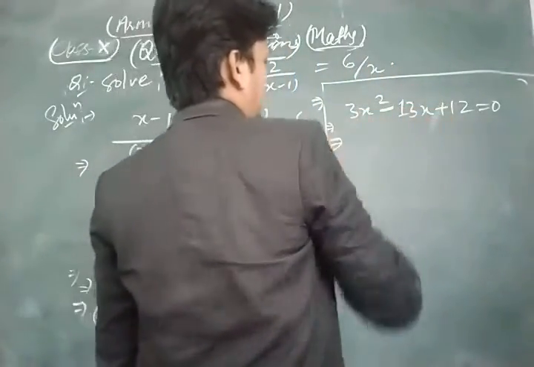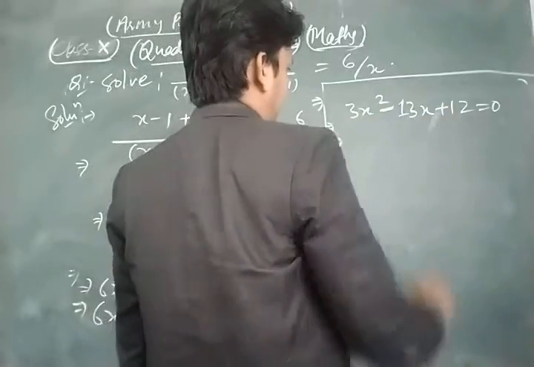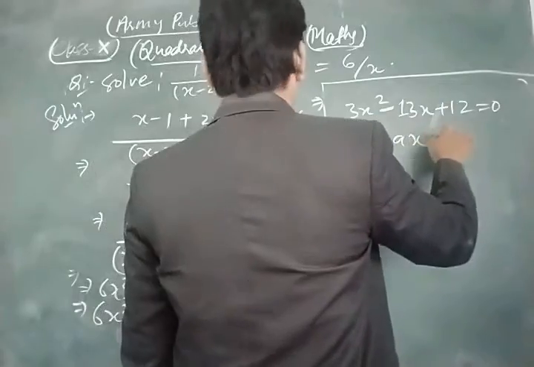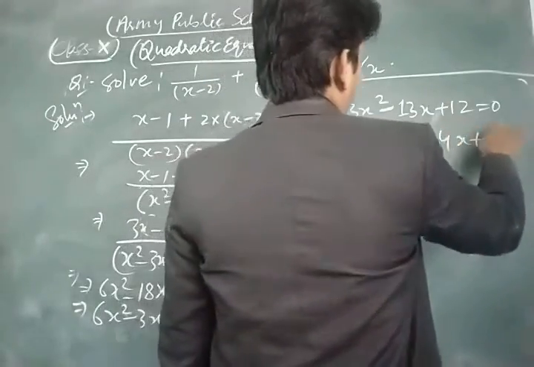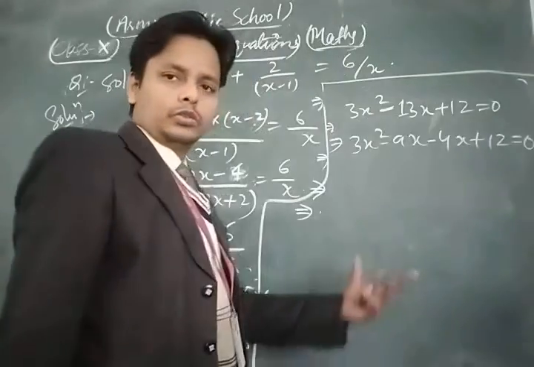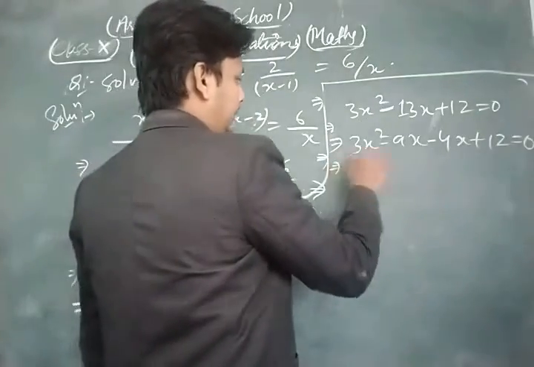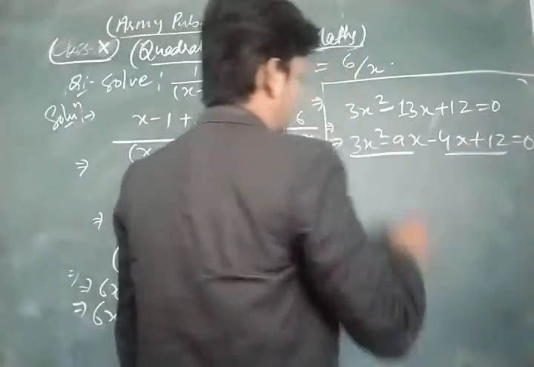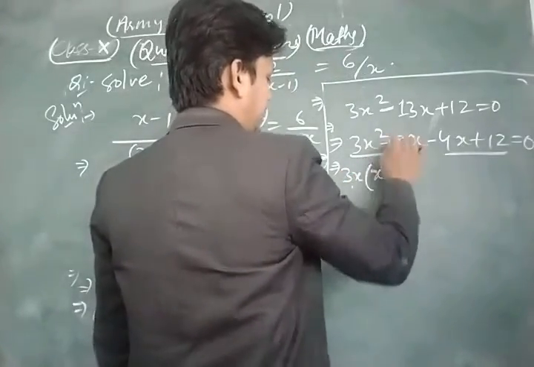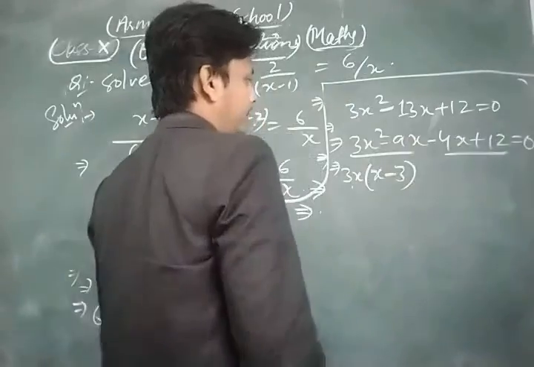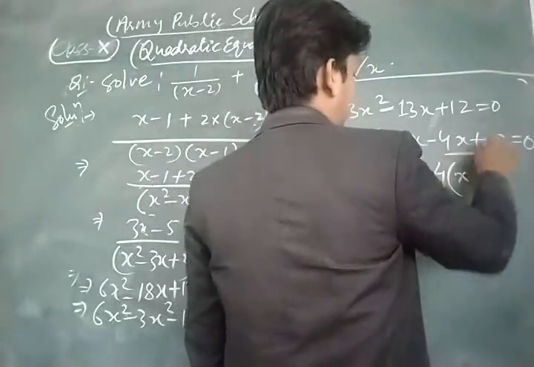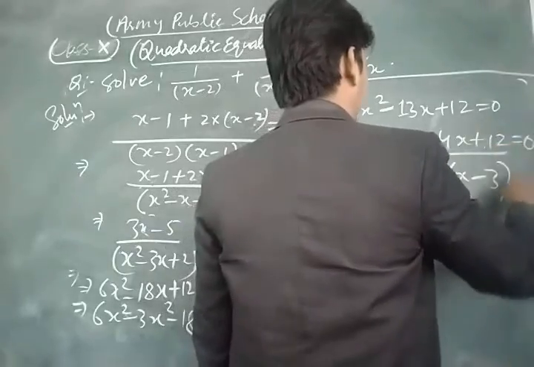So 12 times 3 is 36, 9 and 4. So this is 3x square minus 9x minus 4x plus 12 is equal to 0. Now we group the terms, pairing them. So we take 3x as common: here this is x minus 3, 3 times (x minus 3), and from the other pair take minus 4 as common, so that is x minus 3.